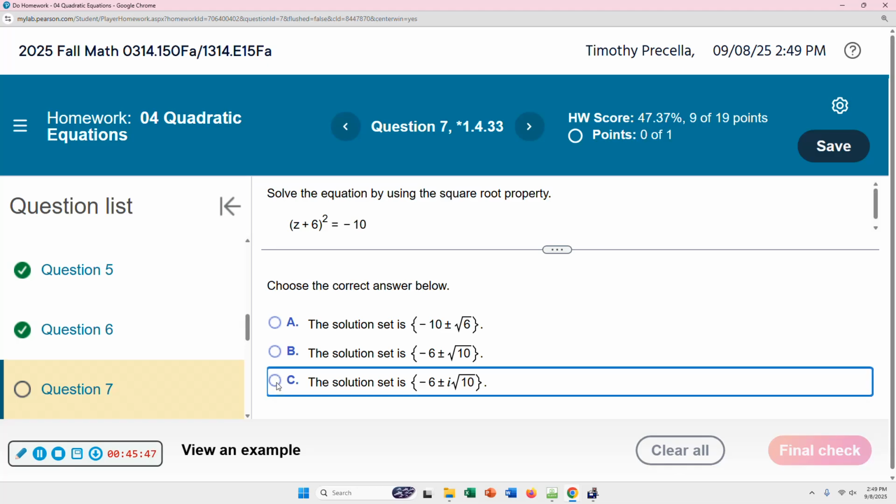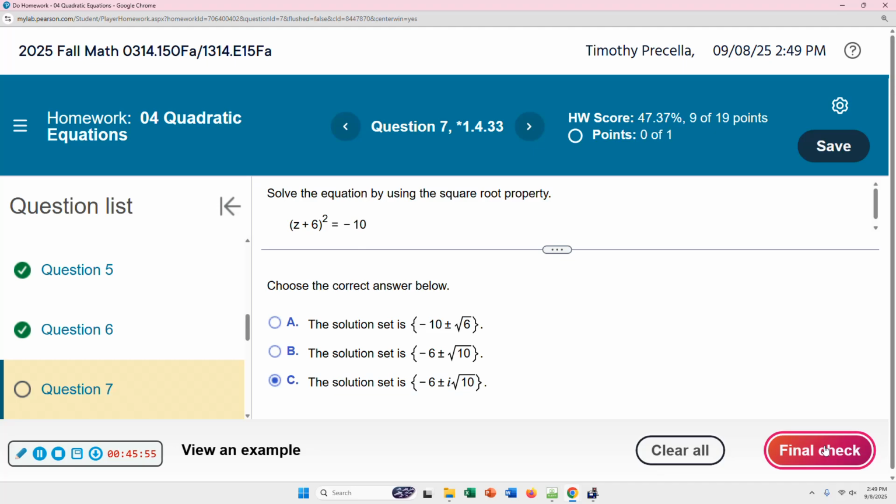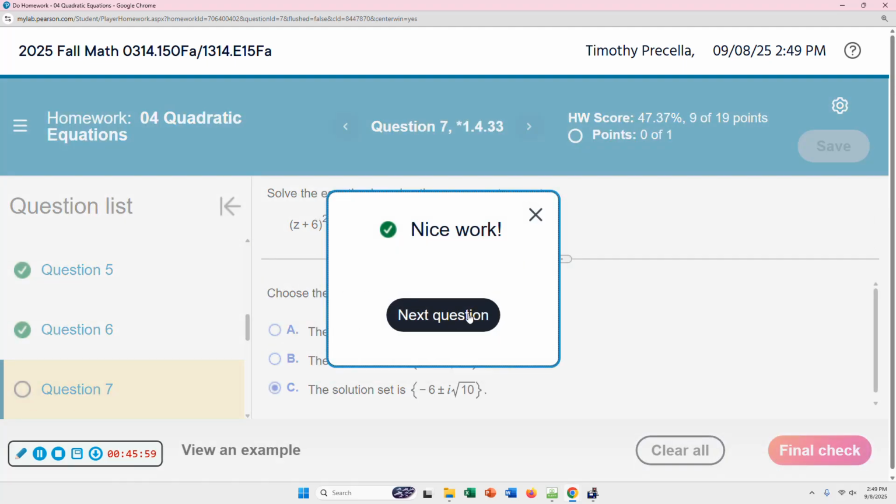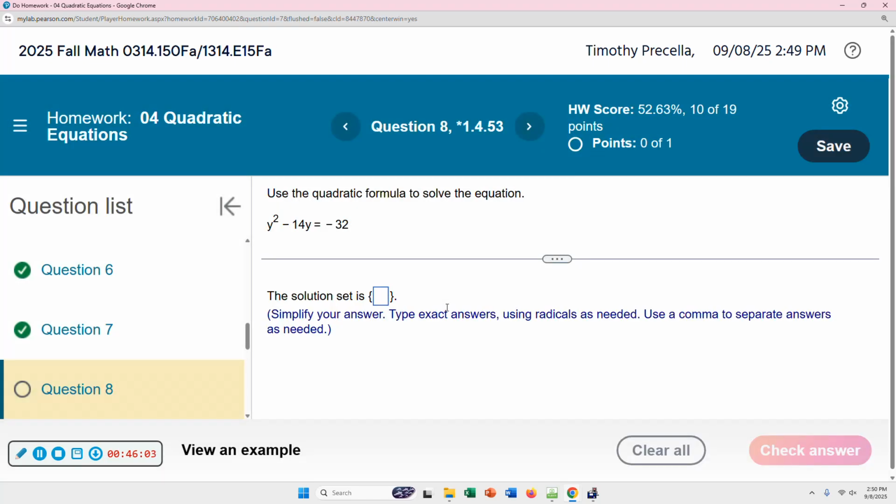This gives you an idea of what this was like 20 years ago. When they first started this math, it wasn't Pearson, it was Addison Wesley. Wow, I hadn't thought of Addison Wesley in a long time.